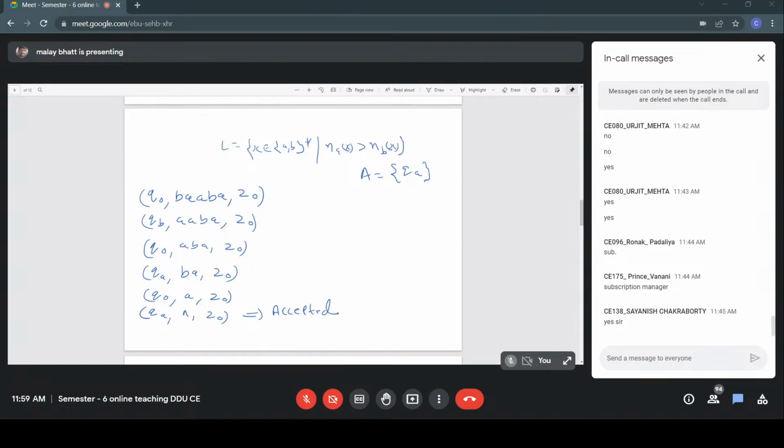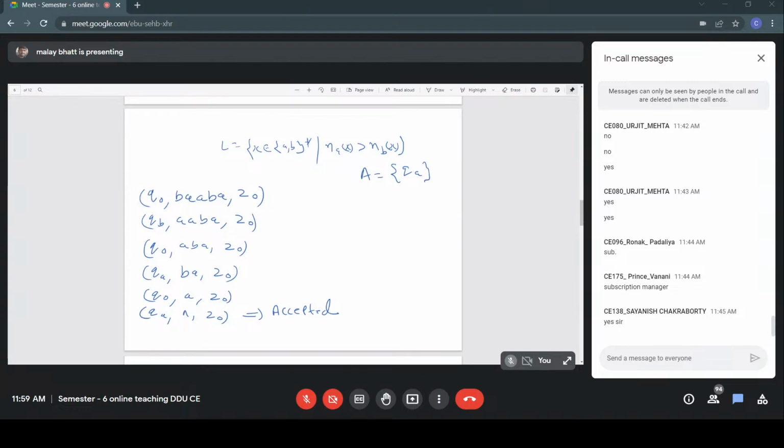So we'll consider the QA state. Input is null now, and Z0. So for this language, number of A in X greater than number of B in X, our accepting state is QA and we have consumed the full input. So it is accepted. Any query up to this example?